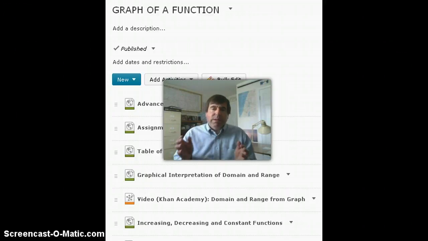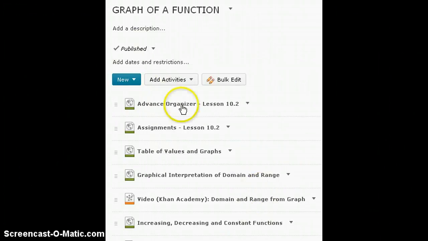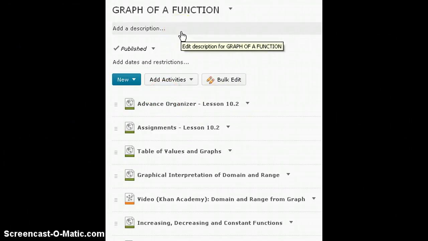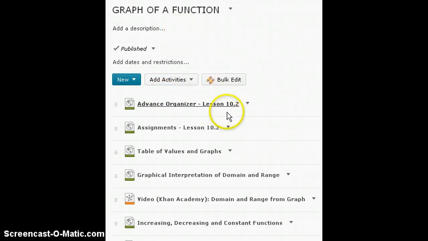Okay, so we're talking about 10.2 graphs. We're talking about a visual representation of a function. So keep that in mind. Now, what I'd like to encourage you to do is, let me turn the camera off here. Okay, so if you notice, I have our content window opened up, and I have our tasks all lined up. So the advanced organizer, again, basic things about a function that everybody should know.